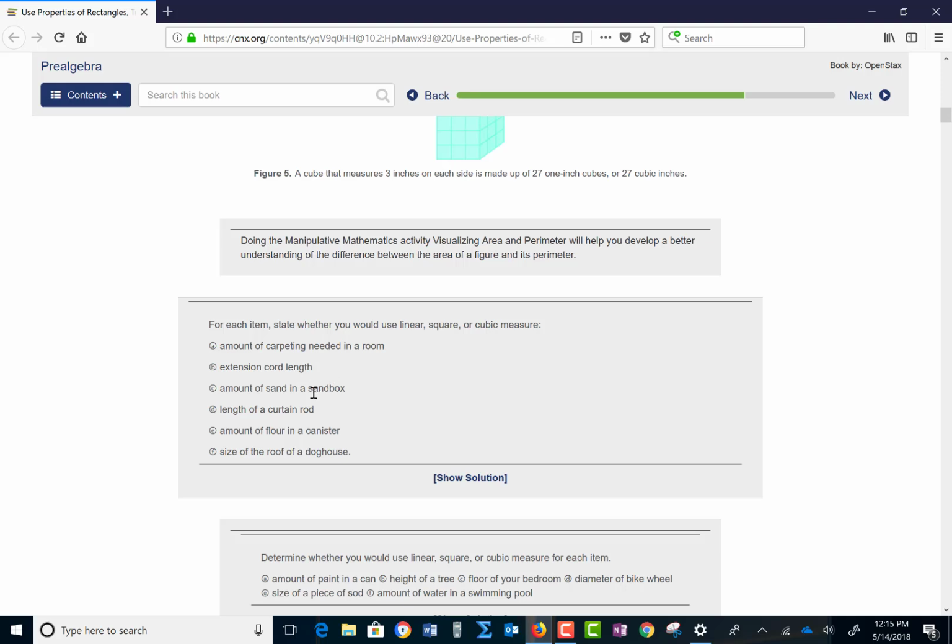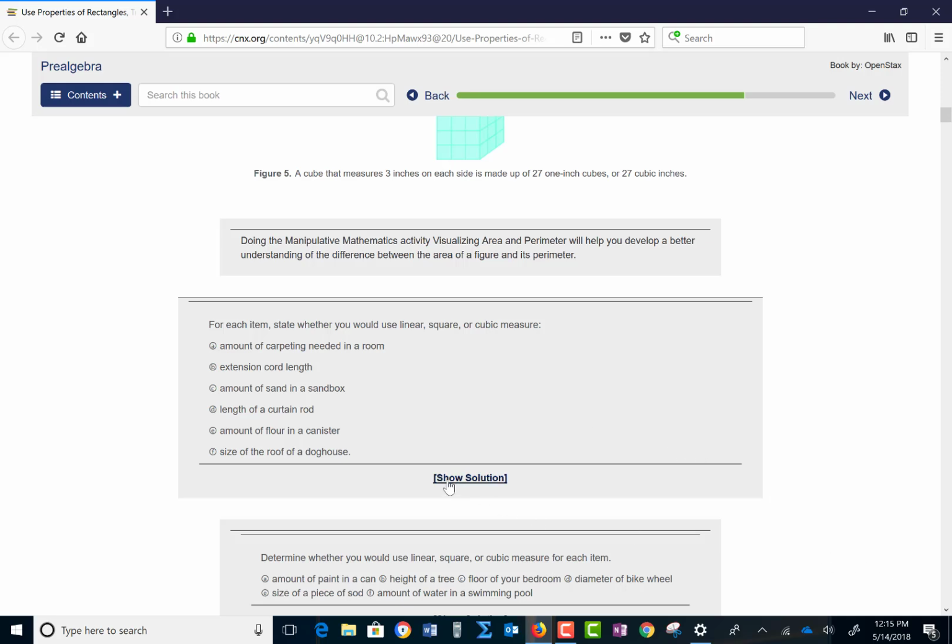The amount of sand in a sandbox. I'm pouring the sand into the box, so that is a cubic measure. The length of a curtain rod. That's something that's long, that's linear measure. The amount of flour in a canister. I'm pouring that in my canister, that's cubic measure. And the size of the roof of a doghouse. Now, if I'm covering that roof, that would be area.